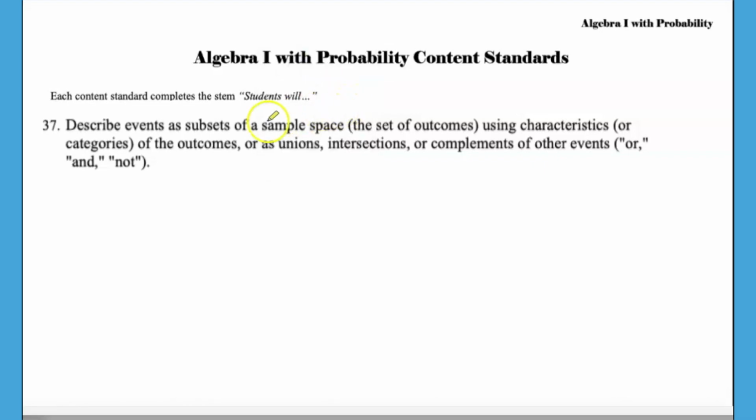What we covered in this was pretty much all of Algebra with Probability content standard 37. We were looking at unions, intersections, and complements of events, and that will help us once we get to independence in the next lesson.